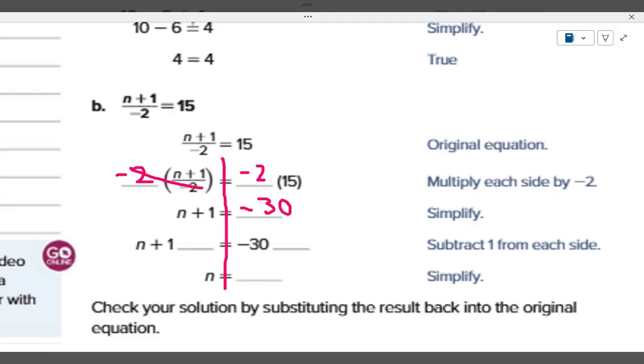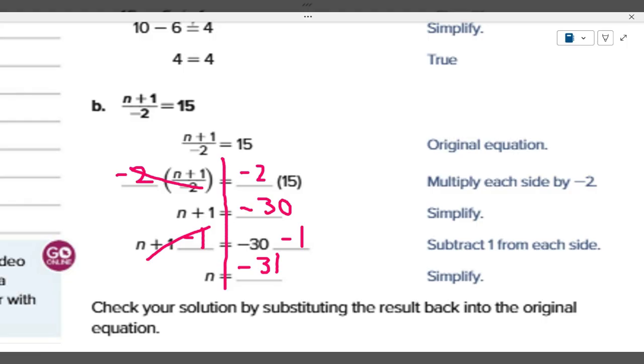We want to get to that n, but right now we're adding 1 to the n. So the opposite of plus 1 is minus 1. And whatever you do to one side, you need to do to the other. So we're going to subtract 1 over here. Positive 1 minus 1 cancels out, becomes 0. You're left with n. N is equal to negative 30 minus 1. You can plug this into your calculator. But negative 30 minus 1 is equal to negative 31.